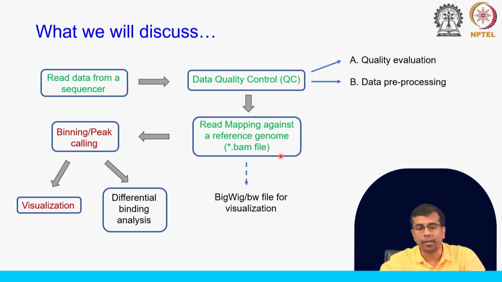And once we have done this, we will then do the visualization to actually see where the peaks are in the genome. Okay. So, we will take a data set for doing precisely this. So, we will have the BAM file, and we'll go through the binning process, peak calling process, and visualization.